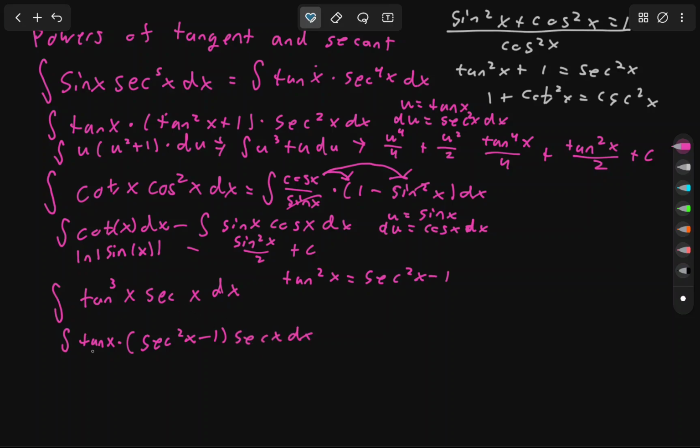We have a secant of x times tangent of x, so that's probably our du. And we have secant. So the derivative of secant is secant times tangent. So that gives us a good idea that our u is going to be secant of x. Our du in this case will be secant of x times tangent of x dx. Well, we have the secant of x and the tangent of x, those will cancel, leaving behind just the du rather than the dx.